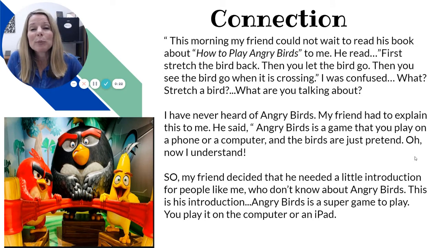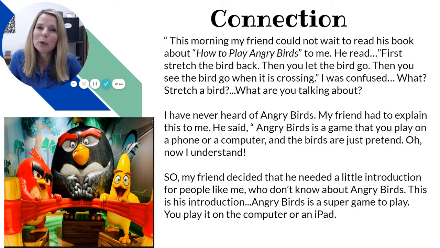This morning, my friend Preston could not wait to read his book about how to play Angry Birds to me. He was really excited. So here's how his book went. First, stretch the bird back. Then you let the bird go. Then you see the bird go when it is crossing.